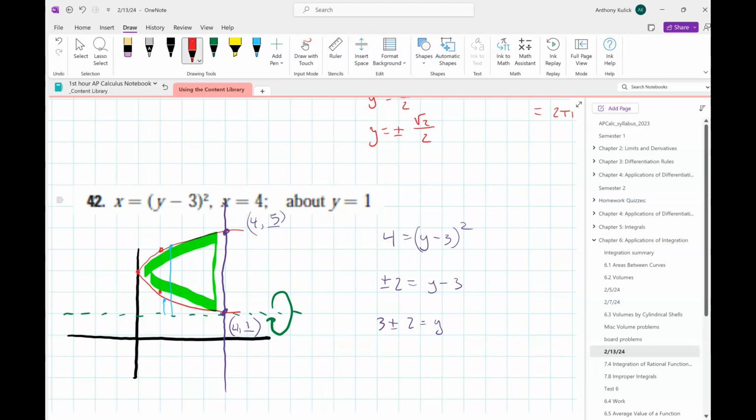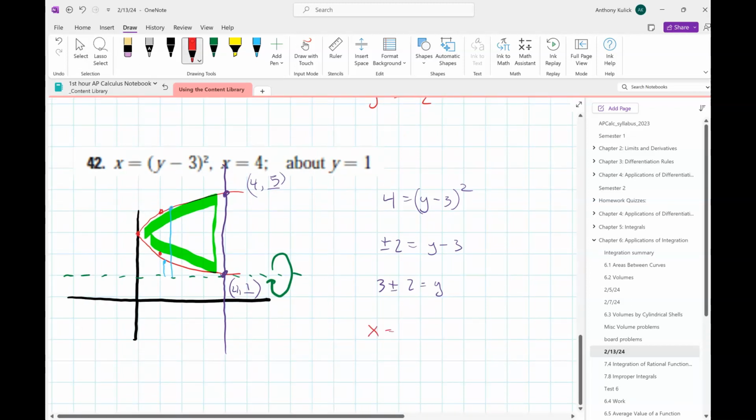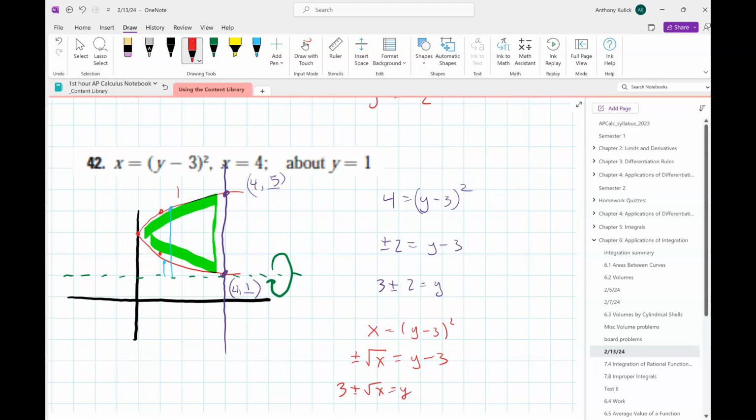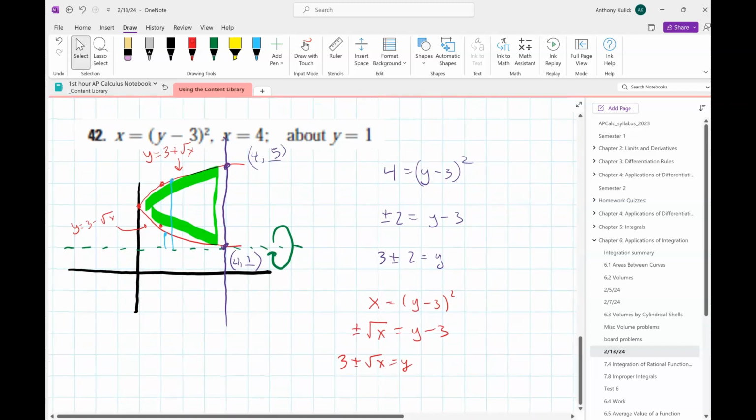If I wanted to do that, let's see what I would have to do, because I think it's still going to be okay. So I square root both sides, and then I put the 3 over. So this part of my curve is y equals 3 plus square root x. And that part of my curve is y equals 3 minus square root x. So I think I could do it that way if I wanted to do a washer. Is that okay so far, Beck? So if you want to do a washer, I think that's going to be okay.